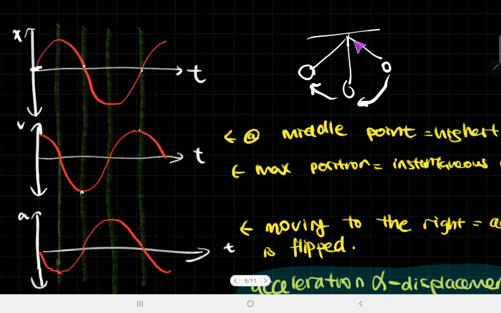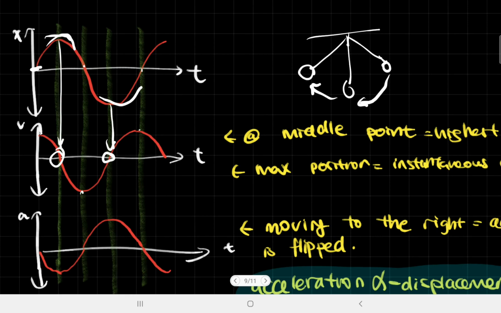However, the pendulum will momentarily stop at its extreme positions, when it's instantaneously at rest as it changes direction. So you can see at the point where it changes direction, at its maximum, the velocity is 0. So it makes sense how it graphs onto this.